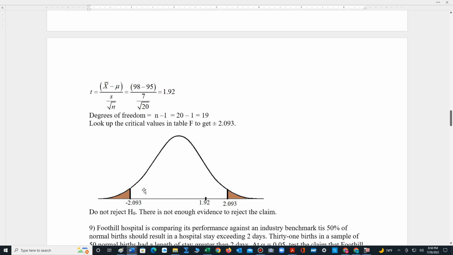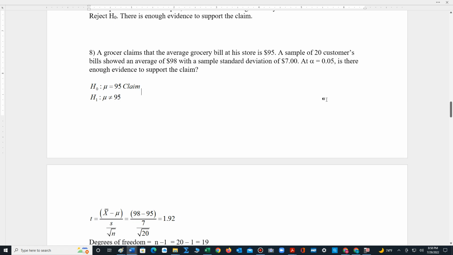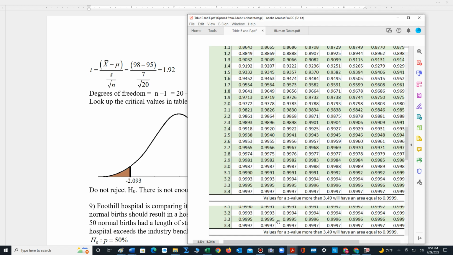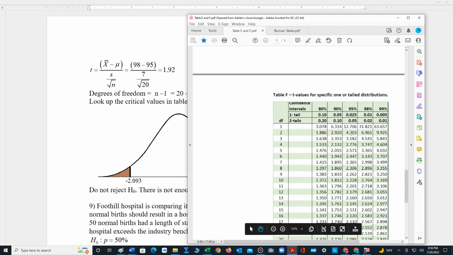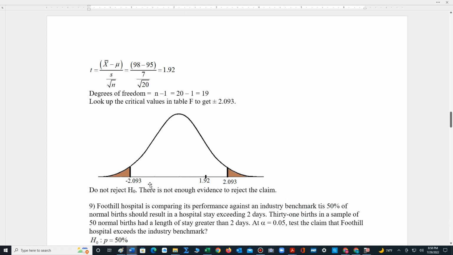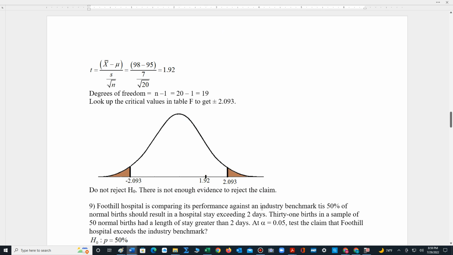Since we have the mean is not equal to, it's a two-tailed t-test. To find the critical values, we look up degrees of freedom, n minus 1, 20 minus 1 is 19, so it's two-tailed. Alpha is 0.05. Go to table F. Two tails, 0.05, go down to 19: 2.093. And since it's two tails, we have a positive 2.093, a negative 2.093. The test point falls in the non-critical region, so do not reject H naught. And let's use the flowchart again. The claim was H naught. We did not reject, so there's not enough evidence to reject the claim. That's how we write out the summary.